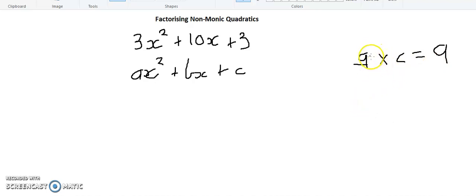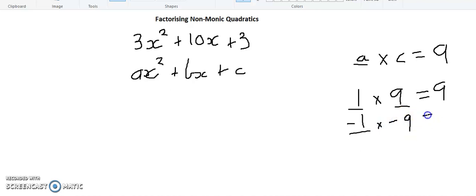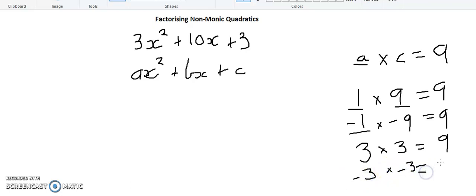So we are looking for two numbers that multiply together to equal 9. I'm just going to list all the factors. We've got 1 times 9 equals 9. We have -1 times -9 equals 9. We've got 3 times 3 to equal 9. And we also have -3 times -3 equals 9.